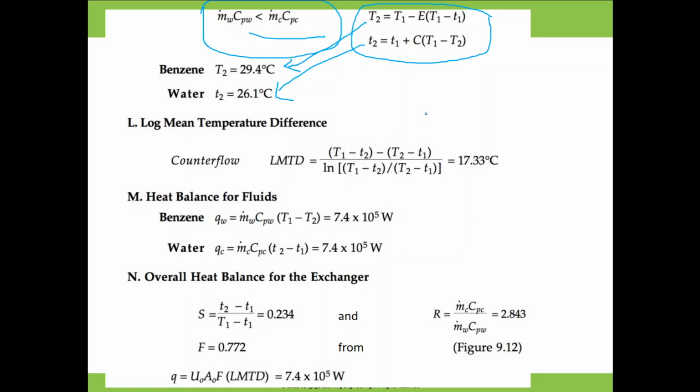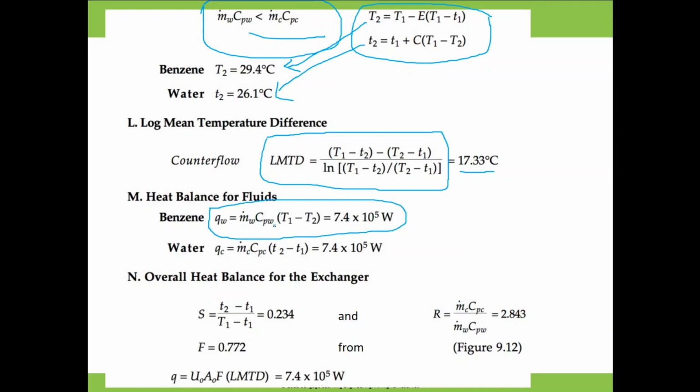Now we can calculate the log mean temperature difference. So after substituting this, remember here the log mean temperature difference in case of a shell and tube heat exchanger is always counterflow, which comes out to be 17.33 degrees Celsius. The heat loss by the warm fluid we can calculate as m Cp dT for the warm fluid, and the heat gain by the cold fluid we can also calculate by m Cp dT, and these must come out to be equal.